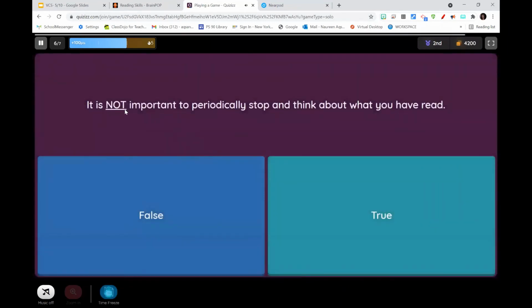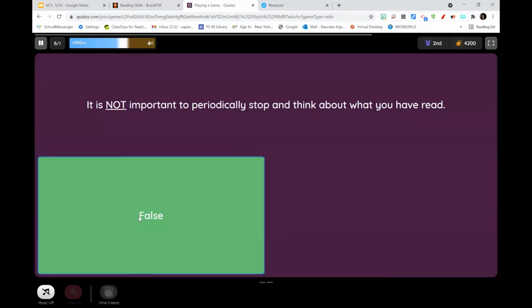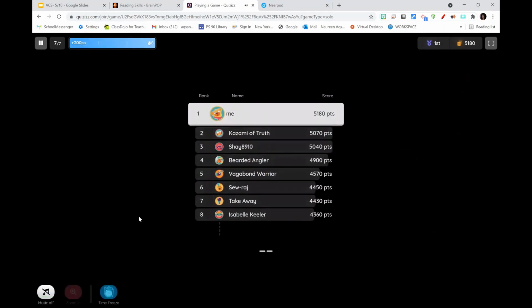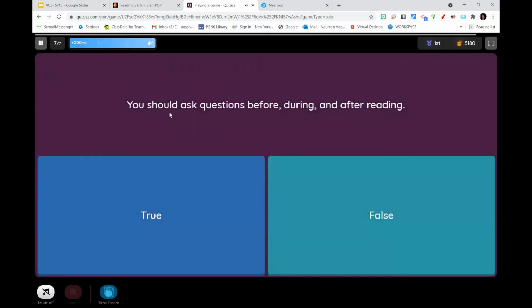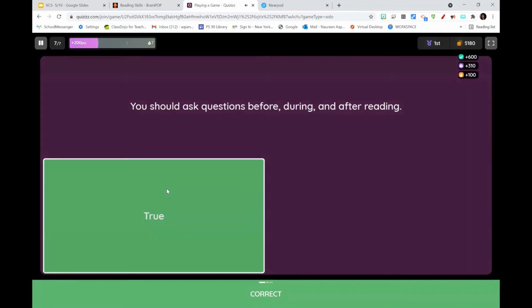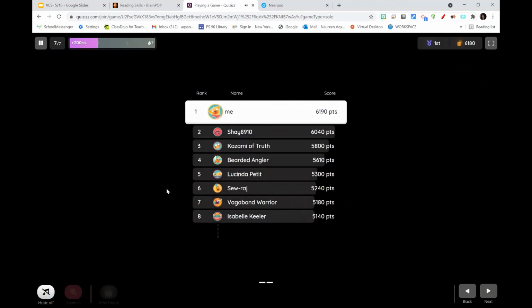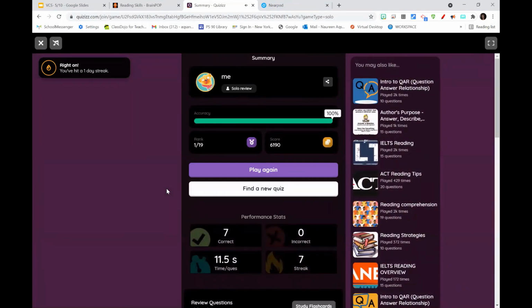Number 6, it is not important to periodically stop and think about what you have read. That is false. You should always stop and think about what you read. And the last question, you should ask questions before, during, and after reading. That is true. You should do that. Awesome work, boys and girls. You did such an amazing job answering these questions with me. Let's continue with the rest of our lesson.